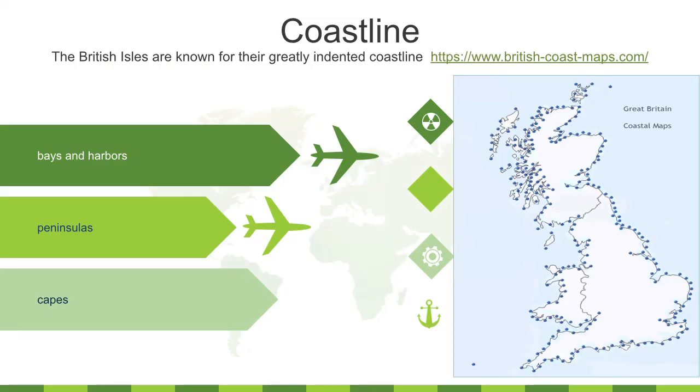The British Isles are known for their greatly indented coastline. Indented means edged with zigzag lines. Therefore, there are many bays and harbors, peninsulas and capes on the coast, which were formed as a result of the raising and submerging of the land surface in the process of geological development of the islands.